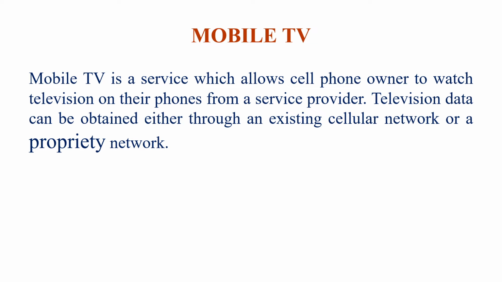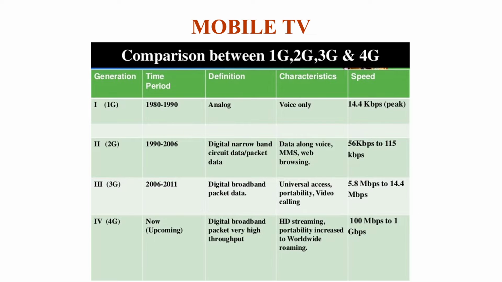First we'll define what mobile television is. Mobile TV is a service which allows cell phone owners to watch television on their phones from a service provider. Television data can be obtained either through an existing cellular network or a proprietary network. So whatever television content you're watching on your mobile comes through the cellular networks.